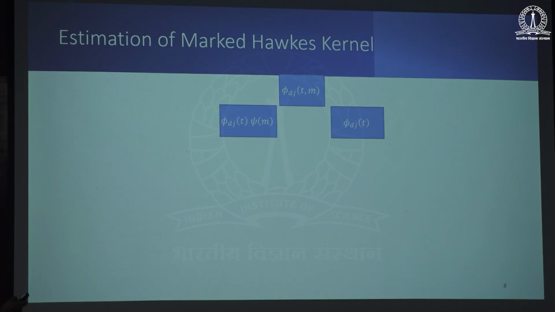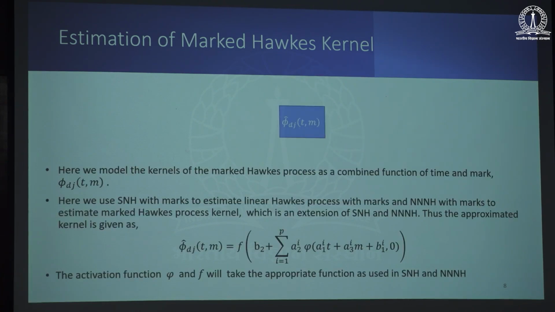So we will estimate all these three things, and for estimating these functions, we assume the estimated kernel will be phi dgtm. They can contain all the conditions that we said earlier. Here we model it as a combined function, and the combined function will also be a neural network. The only difference is that here we add an extra term for the marks. This is an extension of the shallow neural Hawkes and the triple NH, the neural network for non-linear Hawkes that I discussed in the prerequisite.